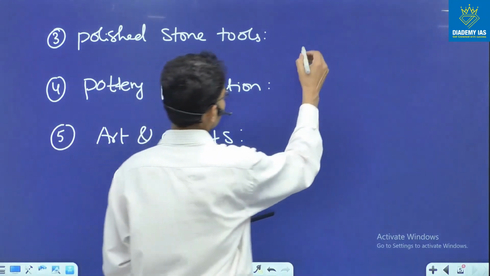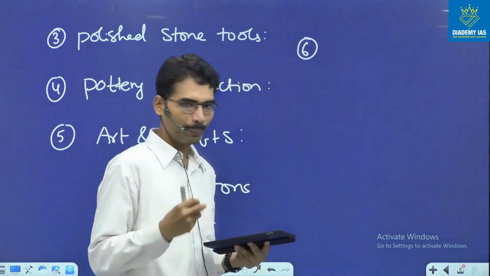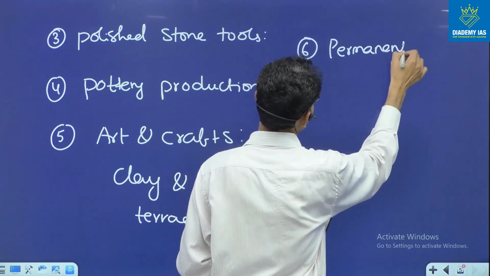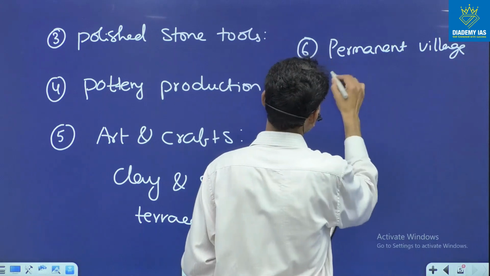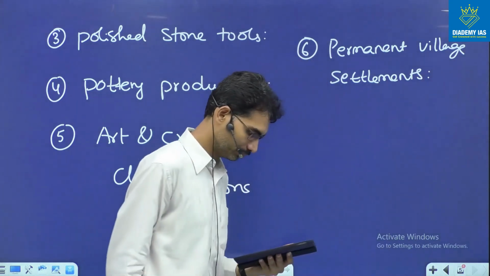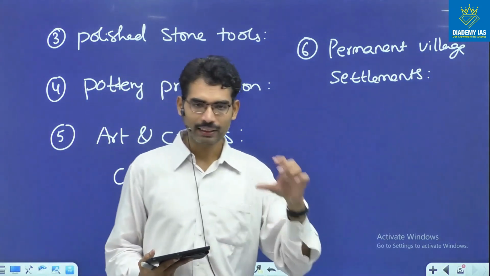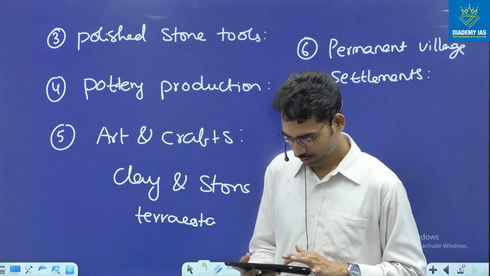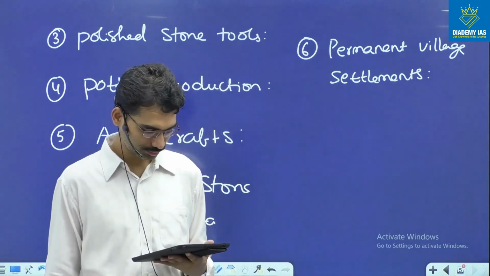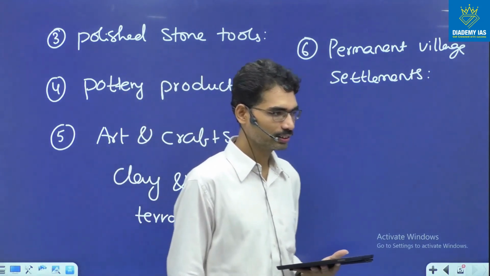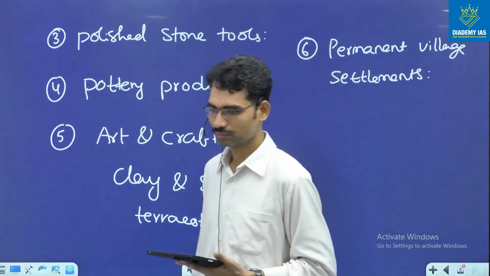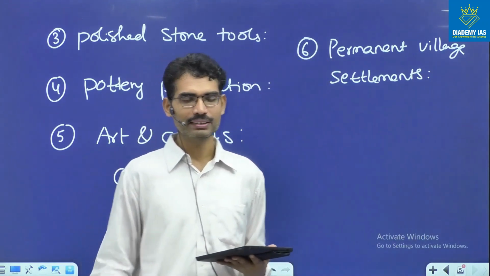Next characteristic, permanent village settlements. Mehrgarh is considered the first village in the Indian subcontinent, in brackets 7000 BCE.